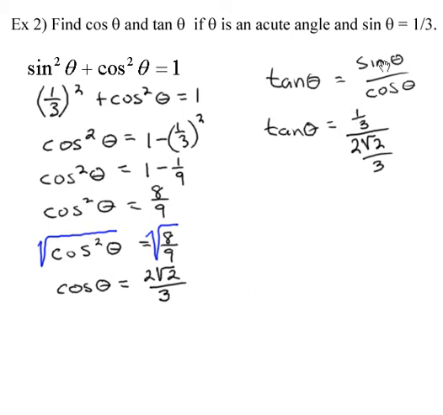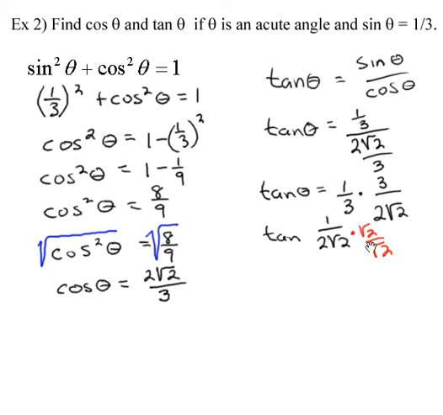So let's substitute 1/3 in for the sine of theta, and 2 square roots of 2 over 3 for the cosine of theta. And instead of dividing two fractions, we will multiply by the reciprocal. We'll notice that the 3's will cross-reduce, leaving me with 1 over 2 square roots of 2.